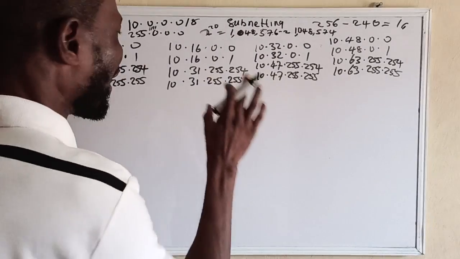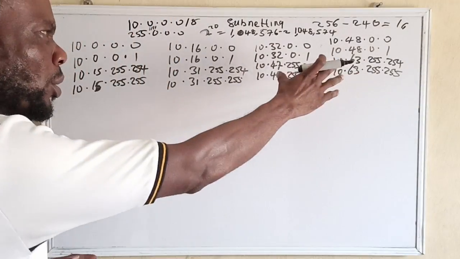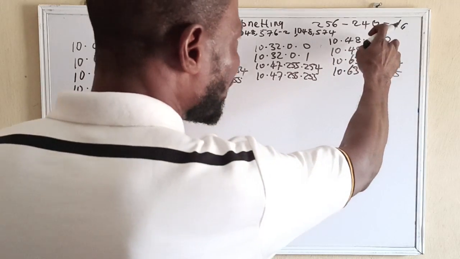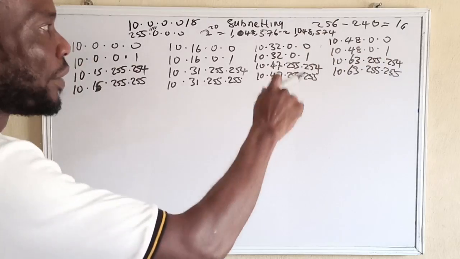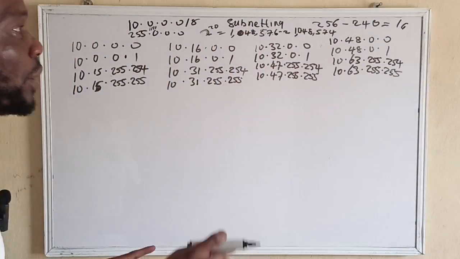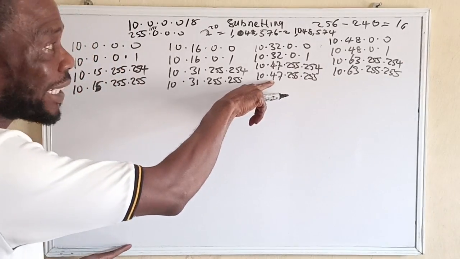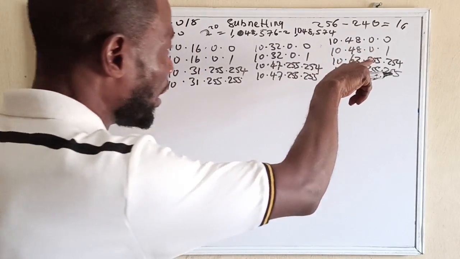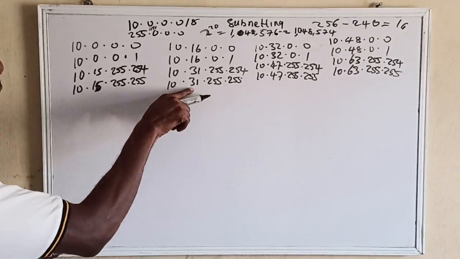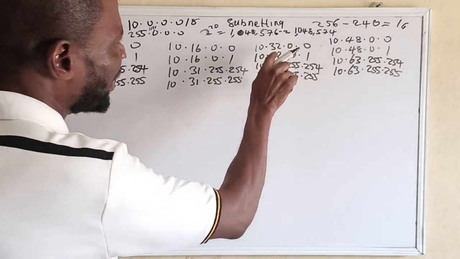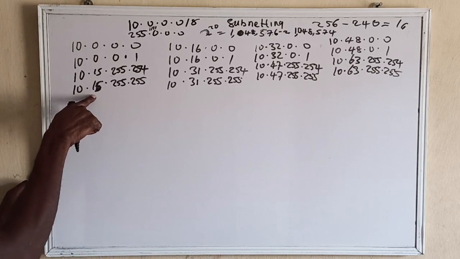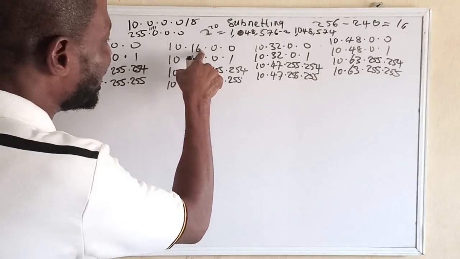What does this mean? We have 16 address spaces, but the board cannot contain it. You can calculate it: add another 16 to this 48 and it will give you 64. After 63, the next one is 64. After 47, which is the broadcast address, the next one is 48. After 31, which is the broadcast address, the next one is 32. After 15, the next one is 16.